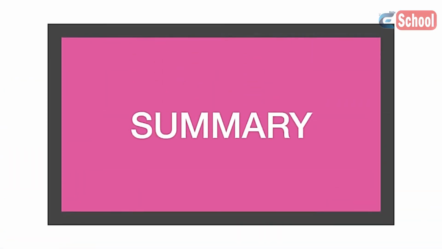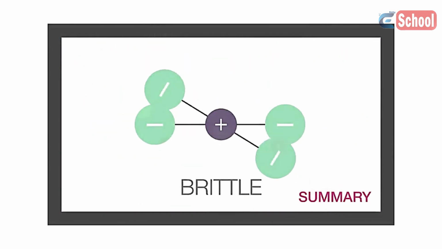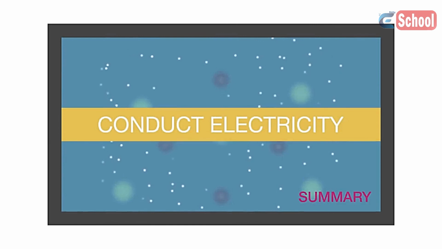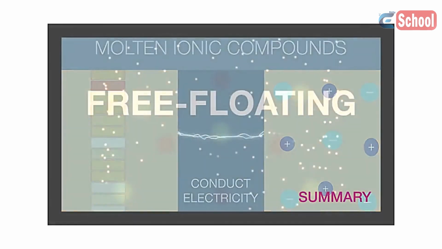In summary, ionic compounds have high melting points, are brittle, and can conduct electricity when dissolved in water or molten due to the presence of free-floating ions.